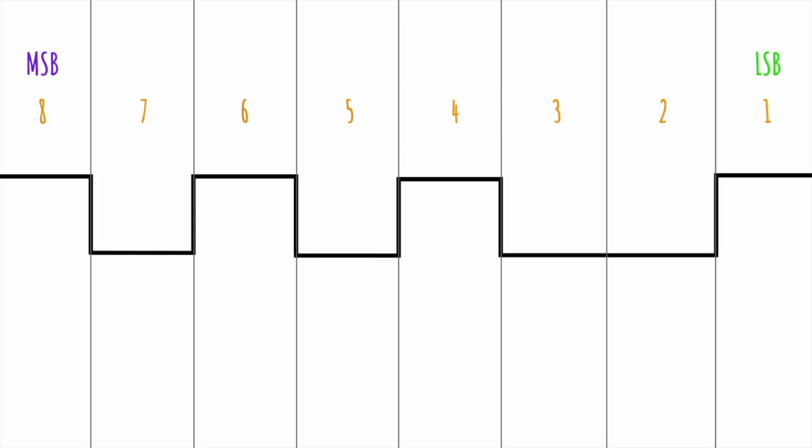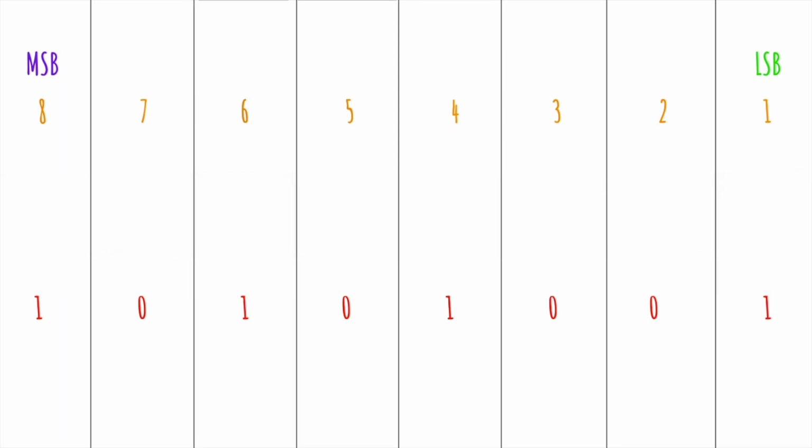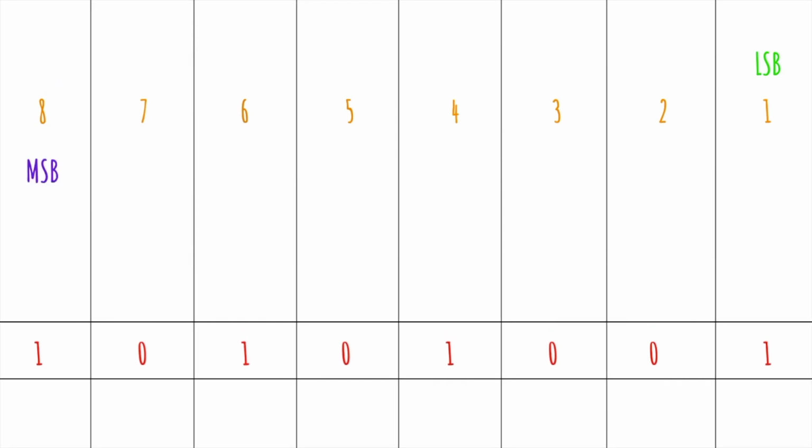So to convert the square wave to binary, we must first identify the ones. Everywhere the signal goes high, we will add a 1. Bits 7, 5, 3, and 2 are low, so we will mark them with a 0. So this square wave is equal to the binary value 10101001. Now that we have the binary value, let's convert it to a decimal value.